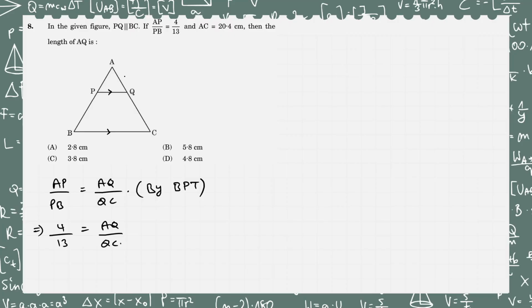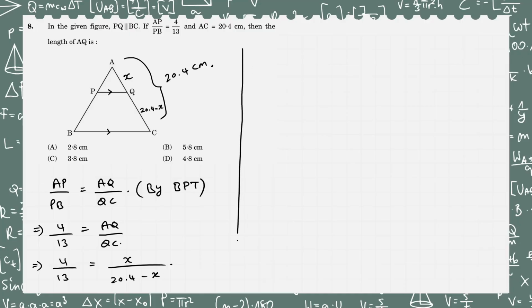See, I am going to take AQ as X. So this total length AC is given to be 20.4 centimeters, right? So QC's length will be 20.4 minus X, isn't it? So we can write like that. So I am going to replace that now. So 4 by 13 can be written as X divided by 20.4 minus X. Right? Now this is more like a linear equation. We can cross multiply and solve it to obtain the value of X.